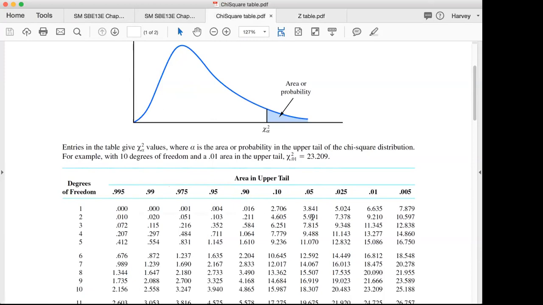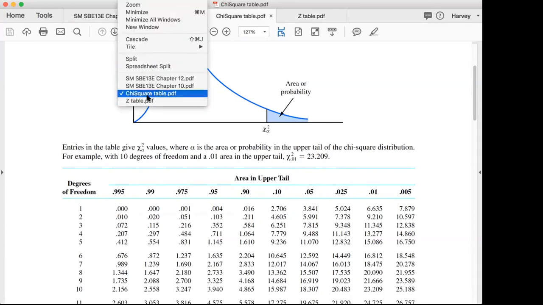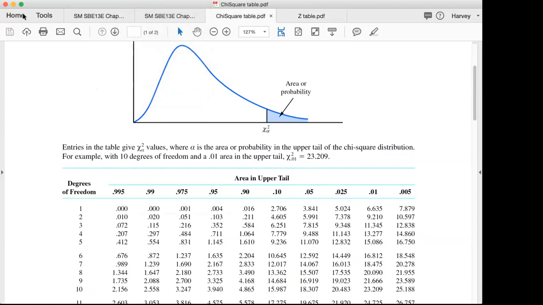3 minus 1, which was 2. The area in the upper tail was 5% because it's a one-tail test. And the one tail is always in the right, not in the left. And so with 5% and 2 degrees of freedom, we have our value right there, 5.991. That was our critical value, okay? So chi-squared, like I said, kind of reminds you of the t-distribution. I didn't bother to bring up the t-distribution, but okay. So if you get that, then we're good to go.